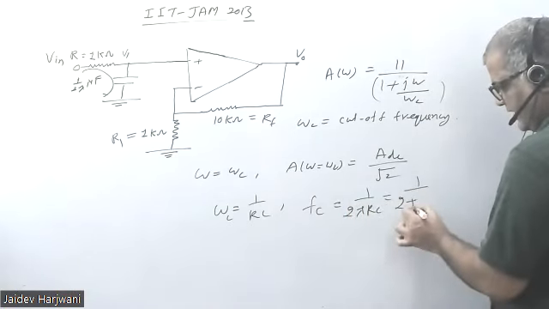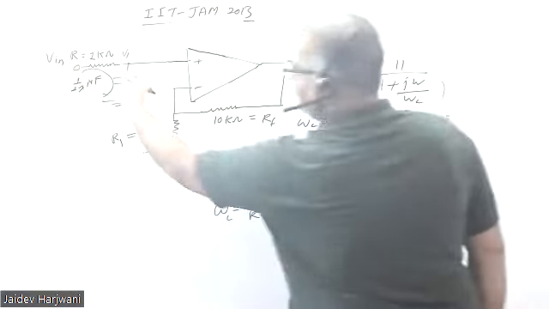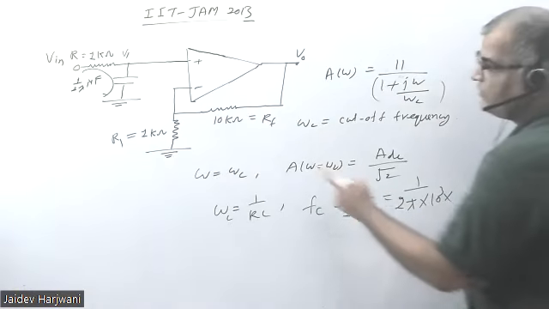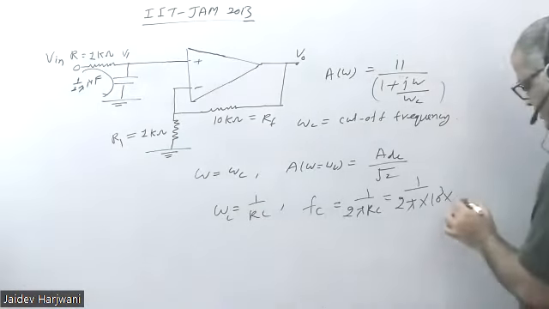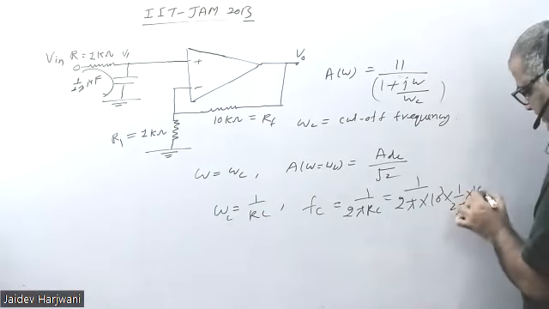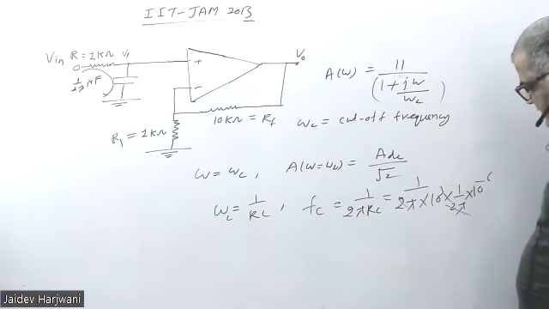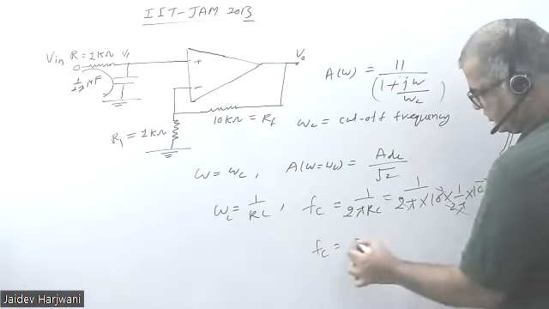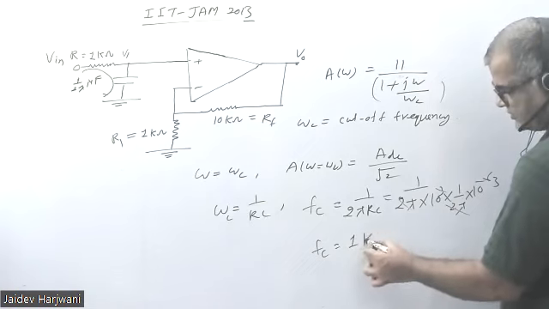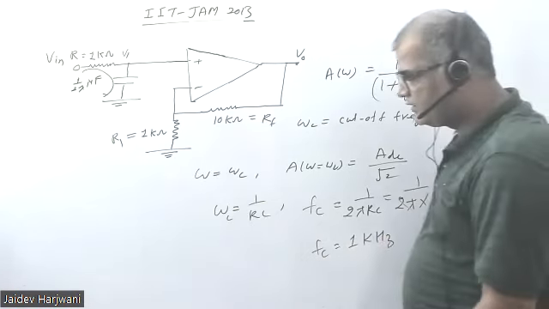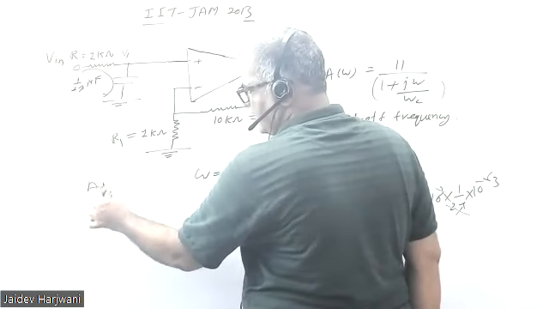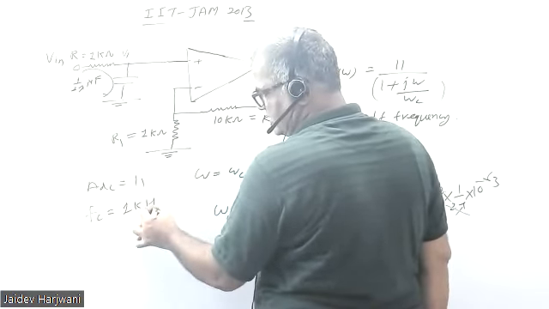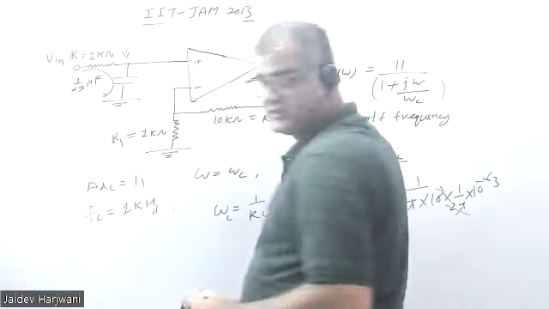So 1 upon 2 pi, R value is given as 1 kilo ohm, so I am putting 1000 ohm, into C value, which is given as 1 by 2 pi microfarad. So 1 upon 2 pi into 1000 into (1 by 2 pi) times 10 to the power minus 6. The 2 pi cancels, and the powers partly cancel, remaining power 3. So your FC will come to 1000 hertz, that is 1 kilohertz. Your DC gain is 11, and the cutoff frequency is 1 kilohertz. This is the correct answer for this question.